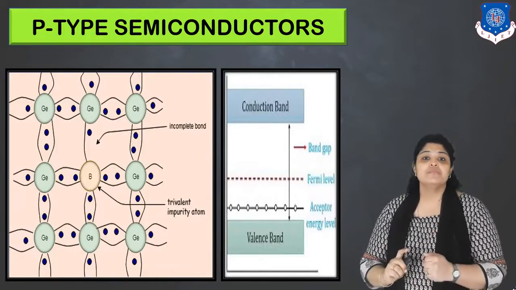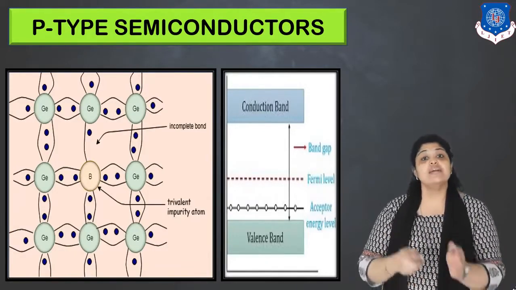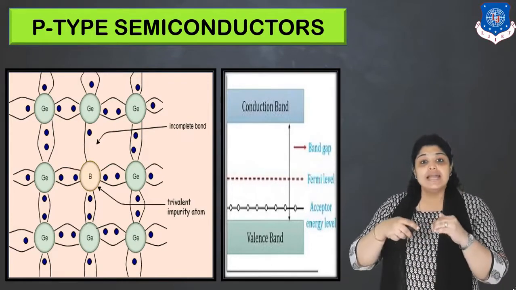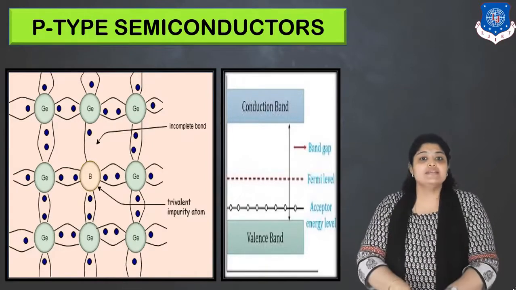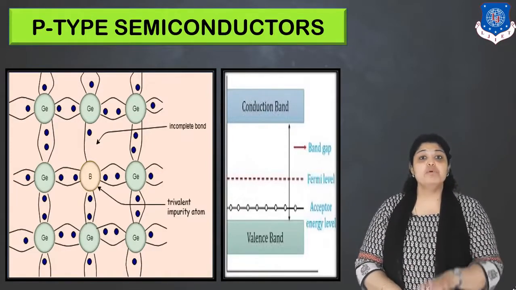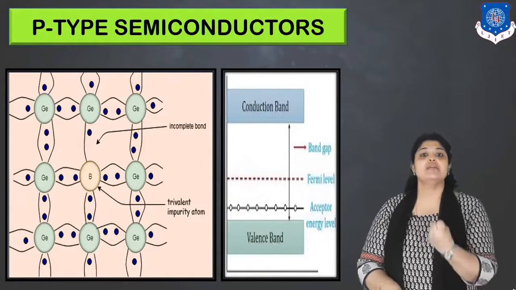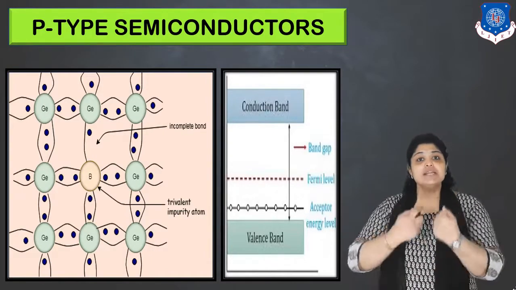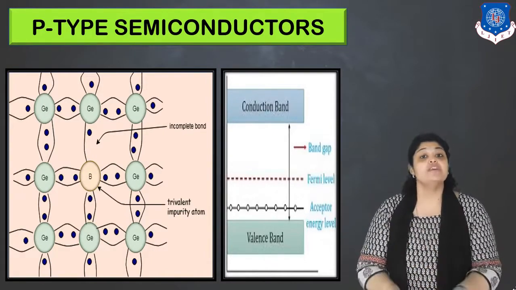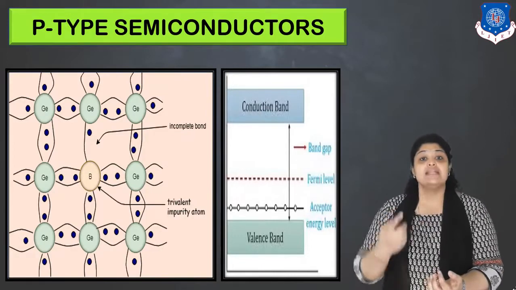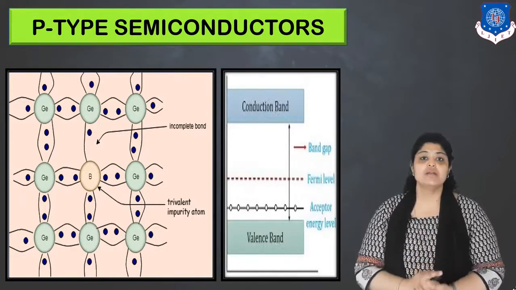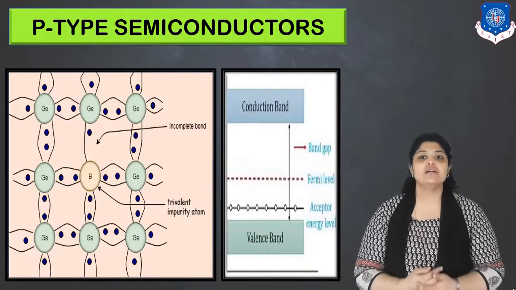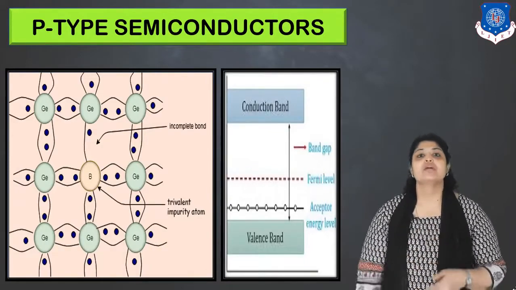What does this mean? If you give energy, even at room temperature, an electron from germanium will go to boron because boron already has 1 less electron. And that is the reason boron is also known as an acceptor impurity. It accepts an electron from the valence band of germanium, and that is the reason a hole is created in the valence band of germanium. And that is the reason we say holes are majority carriers.